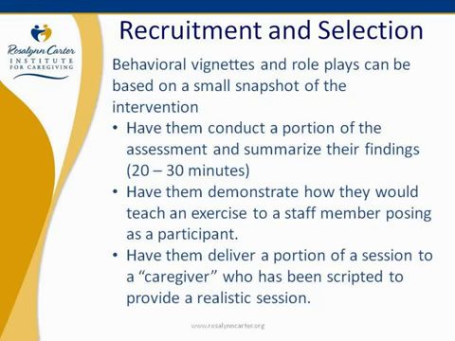We also have them deliver a portion of a session to the caregiver. We provide it beforehand. We sit down with the person who's going to role play, and we tell them, this is who you are, these are going to be your issues, and that person really becomes that caregiver, so that when the candidate is conducting this mock session, we already know what they're going to find and what they should be making a note of.